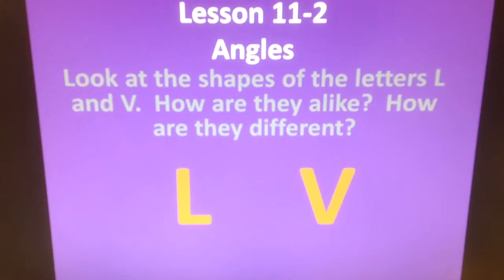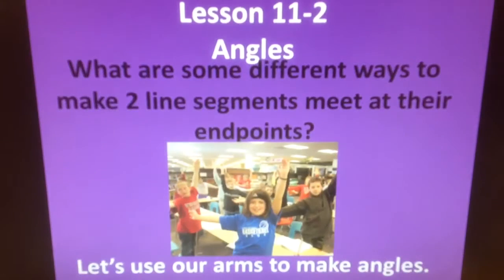Look at the shapes of the letters L and V. How are they alike? How are they different? Students pointed out that both letters have angles, but that the angles are different in terms of their width. The L has a wider angle and the V has a more narrow angle.